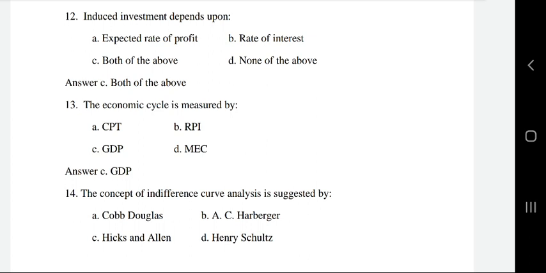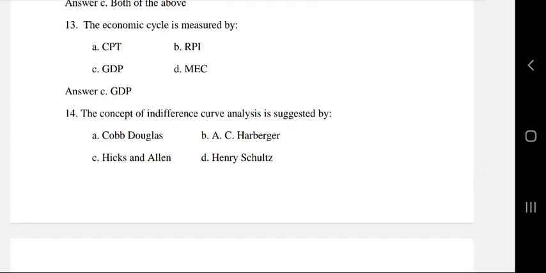Question number 13, the economic cycle is measured by options: CPI, RPI, GDP, MEC. The option C is the correct one, GDP. An economic cycle is the overall state of the economy as it goes through the 4 stages in a cyclical pattern, and factors like GDP, interest rate, total employment and consumer spending can help to determine the current stage of the economic cycle.